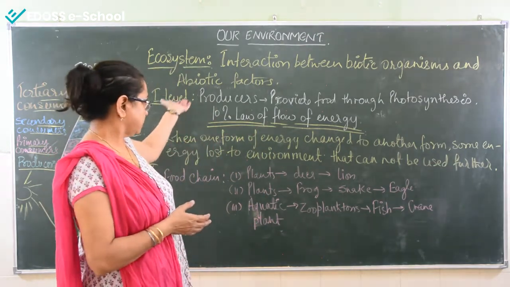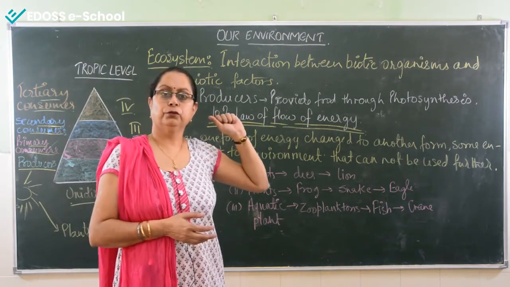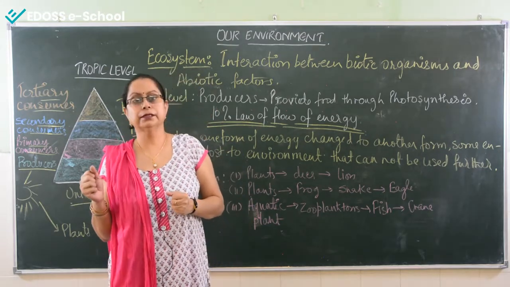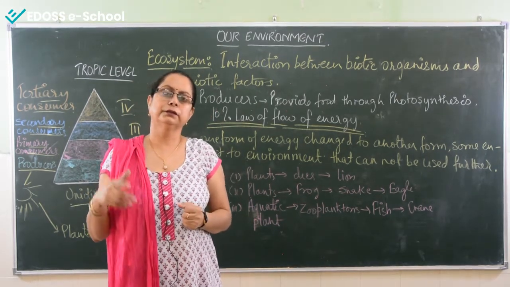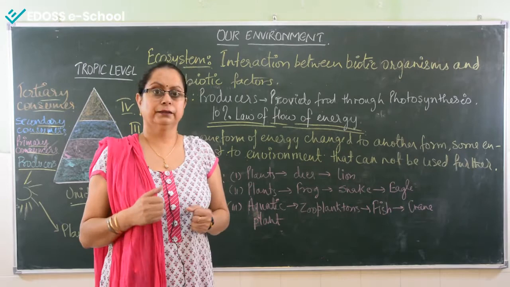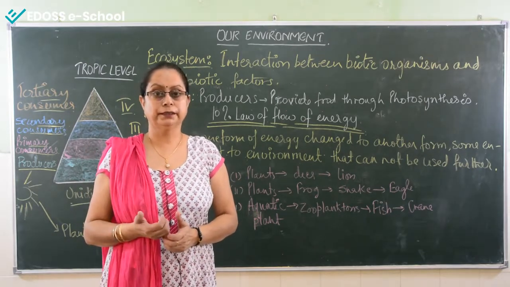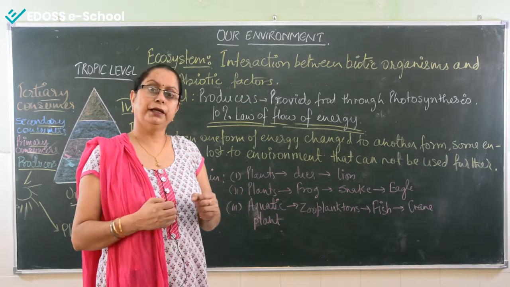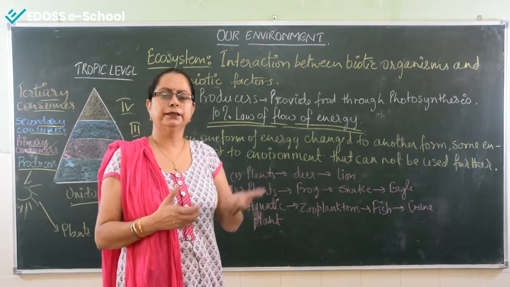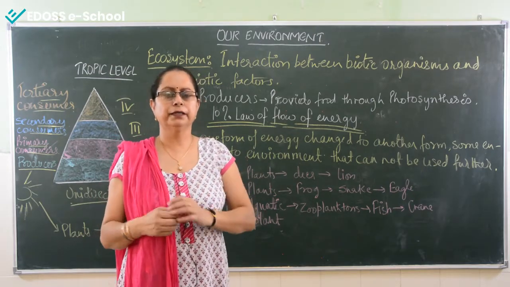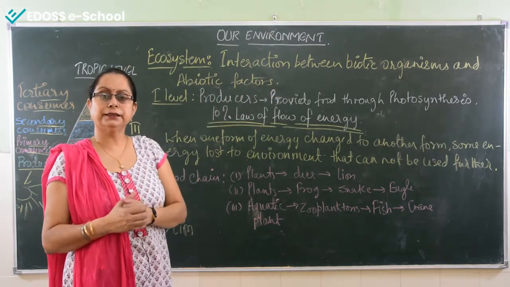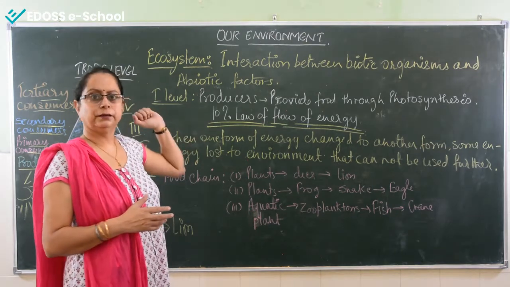Producers, that means the green plants, make food in the form of glucose with the help of inorganic substances. What are the inorganic substances? Carbon dioxide, water, sunlight and chlorophyll. That means the food that we get for the survival of all the living things is made with the help of inorganic substances. So definitely there is a total dependency between the organic and inorganic, that is the biotic and abiotic. When they interact and work together, they make an ecosystem.